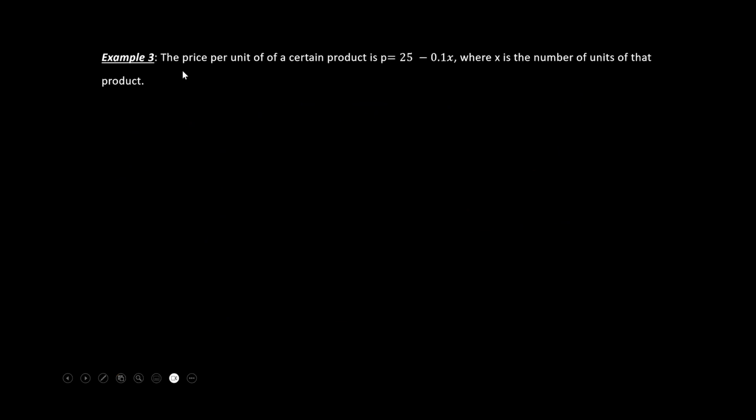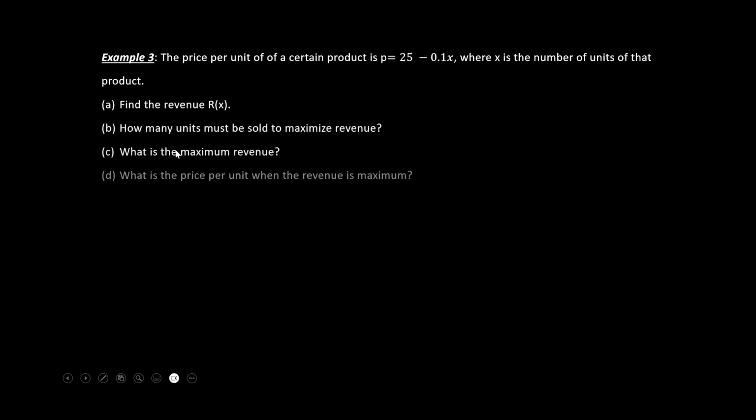Let's look at this. This is a financial problem. So the price per unit of a certain product is P equals 25 minus 0.1x, where x is the number of units of that product. Okay. So we're given the price. x is the number of units. Find the revenue. Let's just start answering them in order. Find the revenue. What is the revenue?